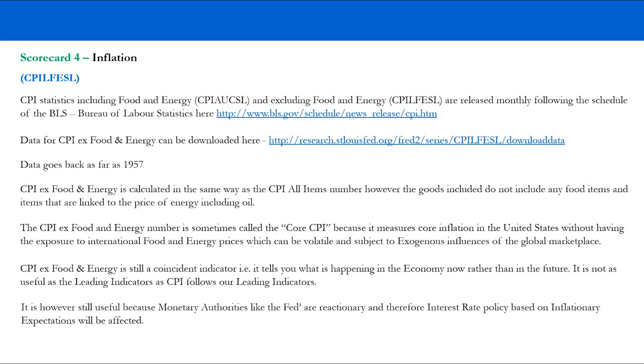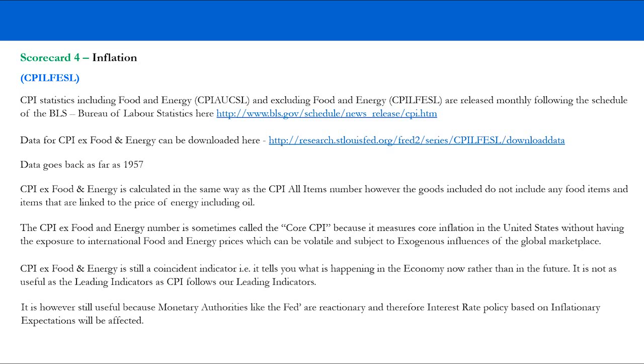However, we have to remember that even the CPI ex food and energy is still a coincident indicator. It tells us what's happening in the economy now rather than in the future. So it's not as useful as the leading indicators because the CPI follows the leading indicators.